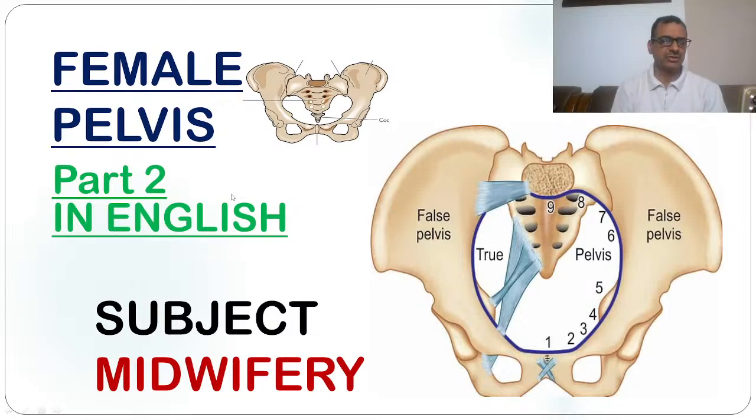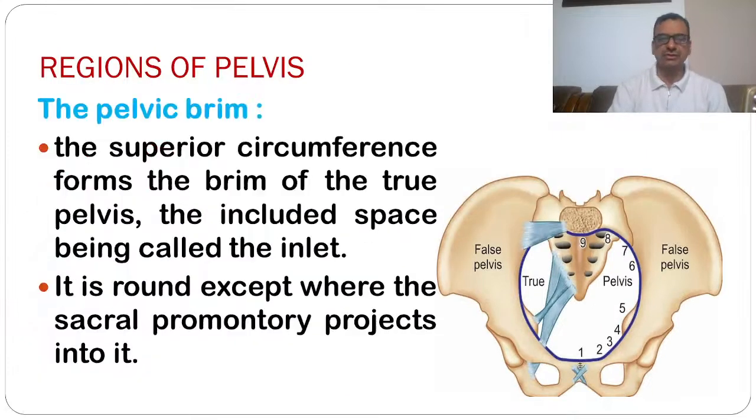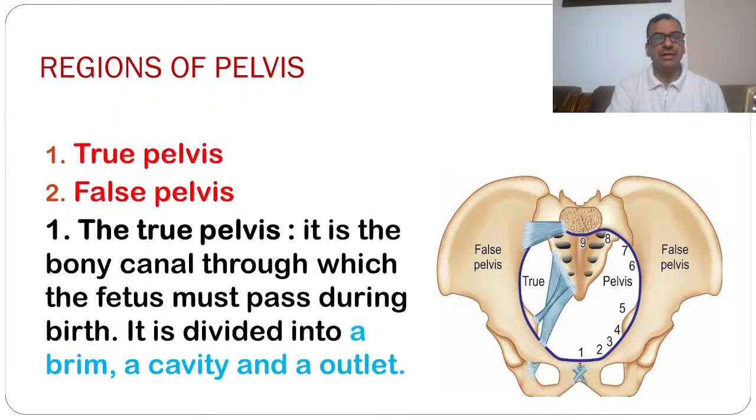The bony aspects of the female pelvis, the bones of the female pelvis. And today we will discuss the midwifery aspect of the female pelvis. In this we will start with the regions of the pelvis. The female pelvis is basically divided into two regions, true pelvis and false pelvis. What is true and what is false, we will discuss here.